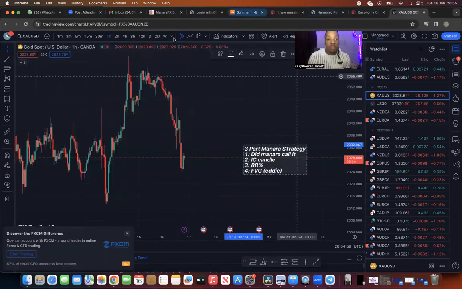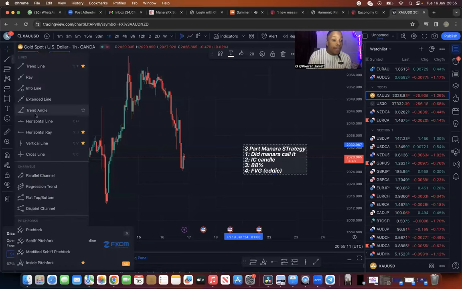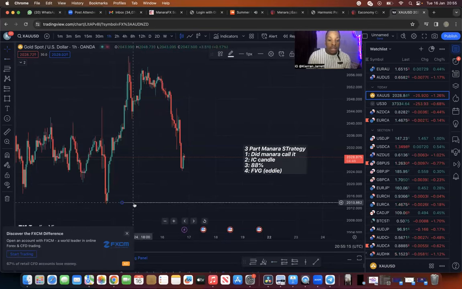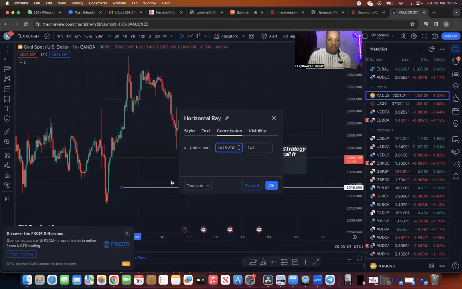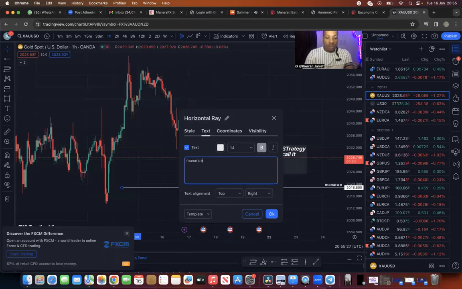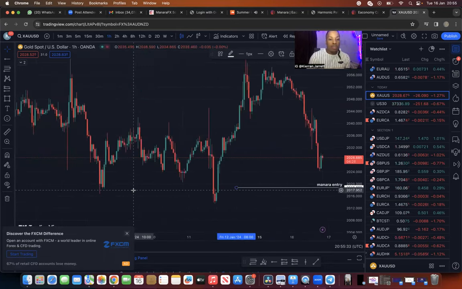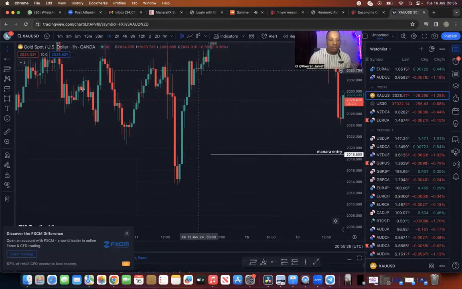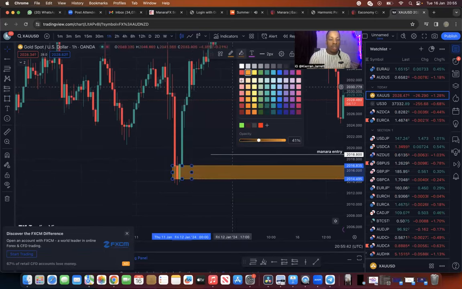So let's just put this here. Where was the Manara entry? The Manara entry was 2018 80. So we come here, we're going to go to 2018 and we're going to go to 80. So 2018.1880. I'm just going to be specific for the sake of this call. And I'm going to call it Manara. So Manara called the trade, yes. Is there an institutional candle? Absolutely. On the 1 hour, there is. As you can see it. So I'm just going to make it that color. I'll make it blue for now.